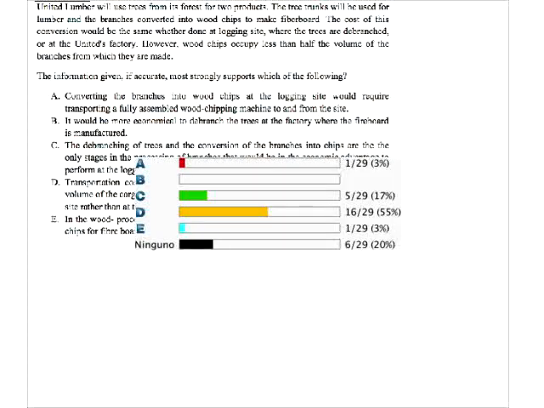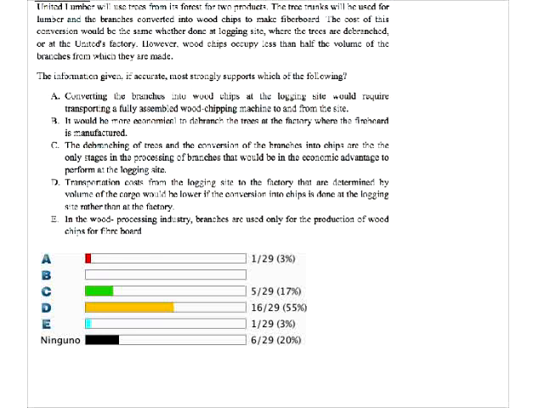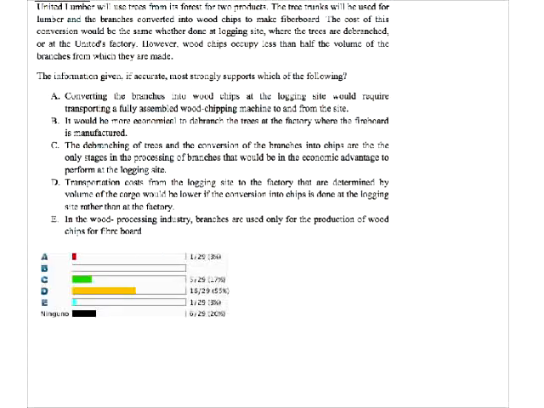But let's look. So here's your class answers. United Lumber will use trees from its forest for two products. The trunks will be used for lumber, and the branches will be converted into wood chips to make fiberboard. The cost of this conversion would be the same, whether it was done at the logging site or at United's factory. However, wood chips occupy less than half of the volume of the branches.